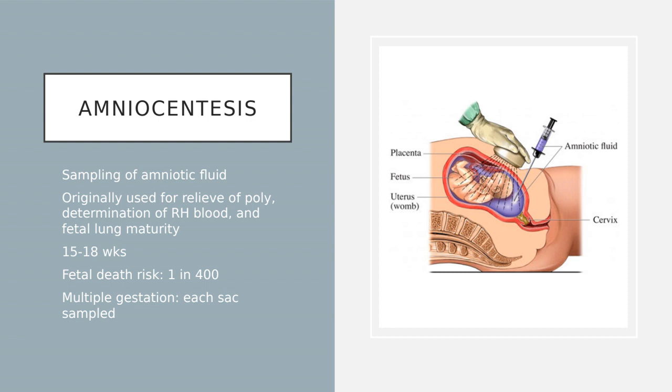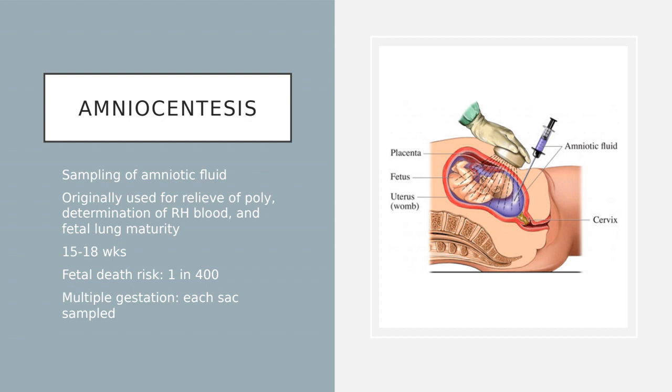But now we're also using it for genetic information. We're using it to determine RH compatibility with the mom, that rhesus factor, that blood condition between the baby and the mom. And we're also using it to help us to determine fetal lung maturity. So in a lot of cases where there is a risk of preterm labor or a baby being born way earlier than they should be, one of the most important things with the preemie baby is that their lungs are developed. We can test their lung development and their lung maturity from the byproducts that are in the amniotic fluid.